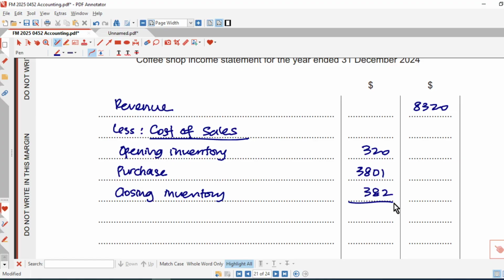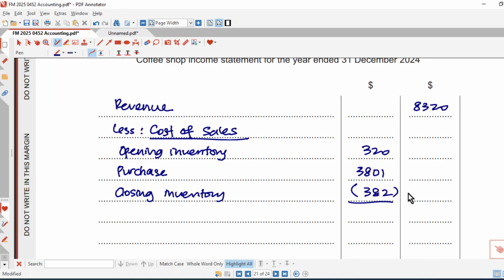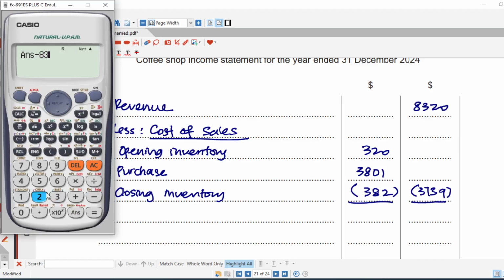So it's not just a club question, but they incorporate this incomplete records. Okay, are you surprised? So let's figure out how this is gonna work. 320 plus 3,801 minus 382. So we get 3,739. I mean, let me know if you're interested in seeing videos on incomplete records.